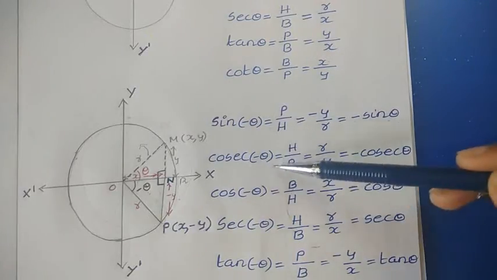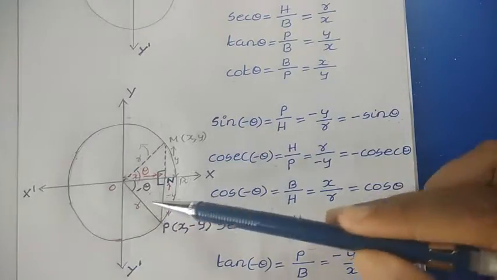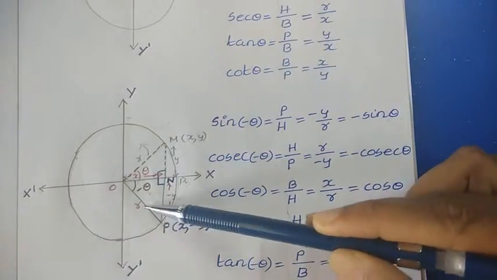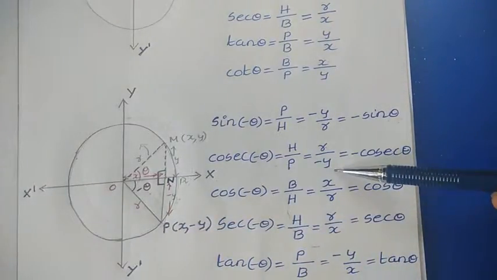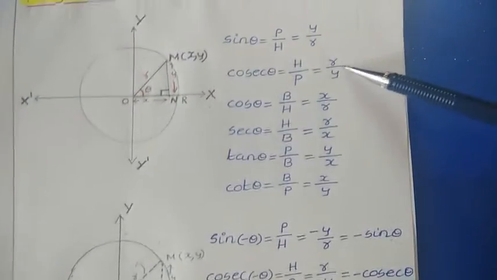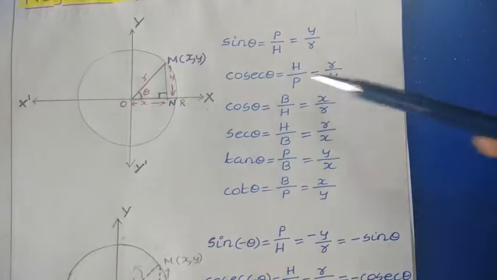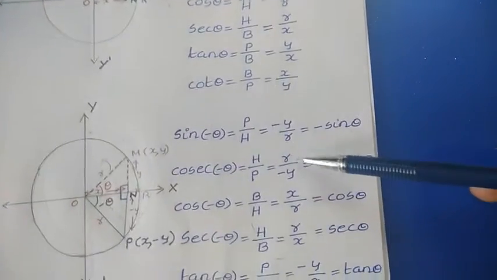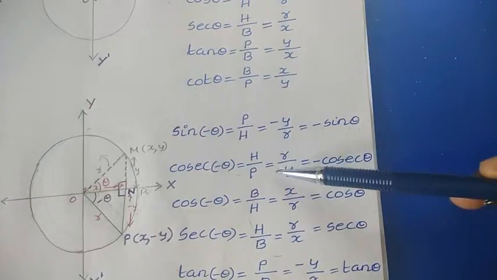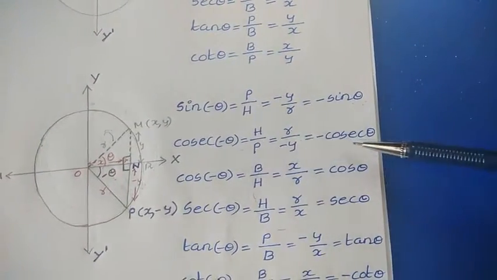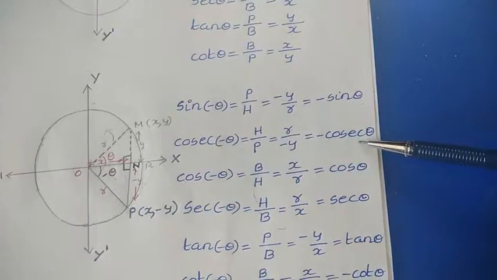Next, cosec minus theta. Cosec minus theta is hypotenuse upon perpendicular, that means r upon minus y. Here r upon y is cosec theta, that we have found. Here we have a minus sign. So we can say that cosec minus theta is equal to minus cosec theta.